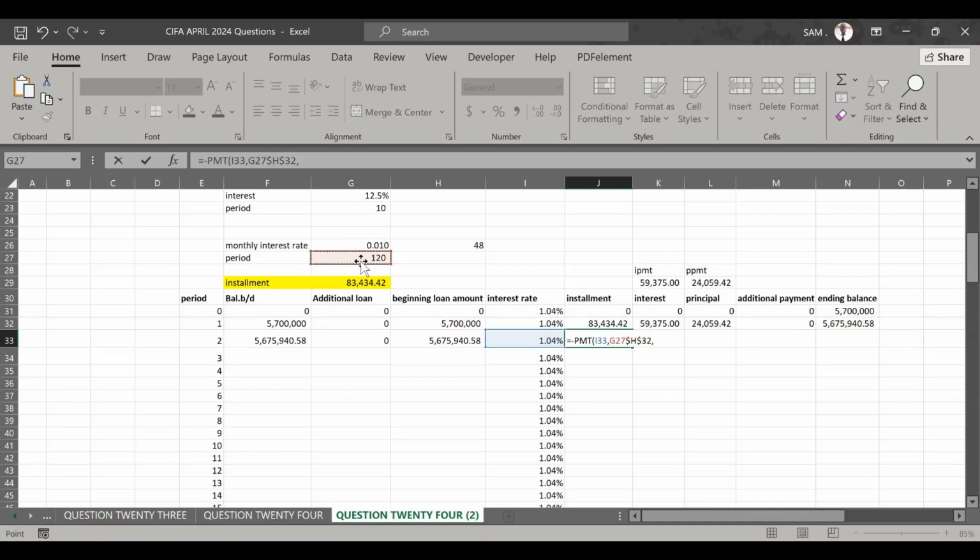I think I've just edited it out. I locked it because the period is not changing. Then we came to the present value.